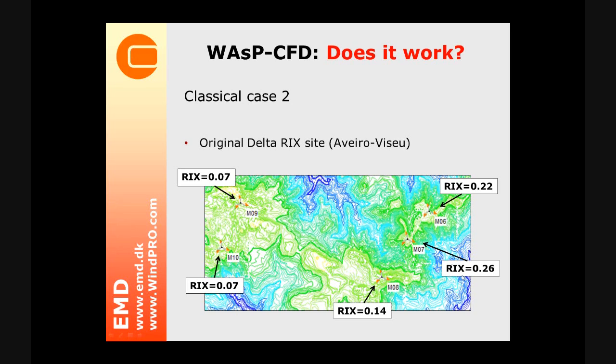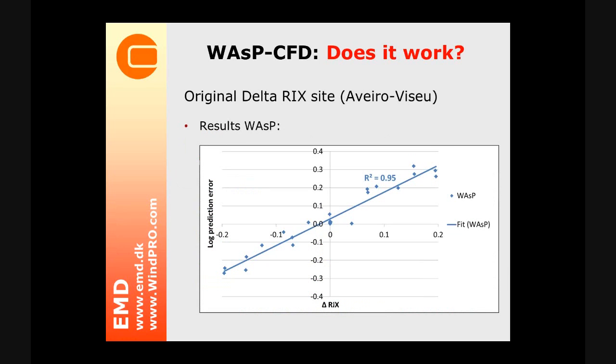And so with these 5 masts, we can make a number of cross predictions. Actually, if you include the self predictions, which I indicate here by the red arrows, we can do 25 cross predictions between these masts. And so what if we plot the cross prediction error versus the difference in ruggedness index, or the difference in terrain complexity? We get something like this.